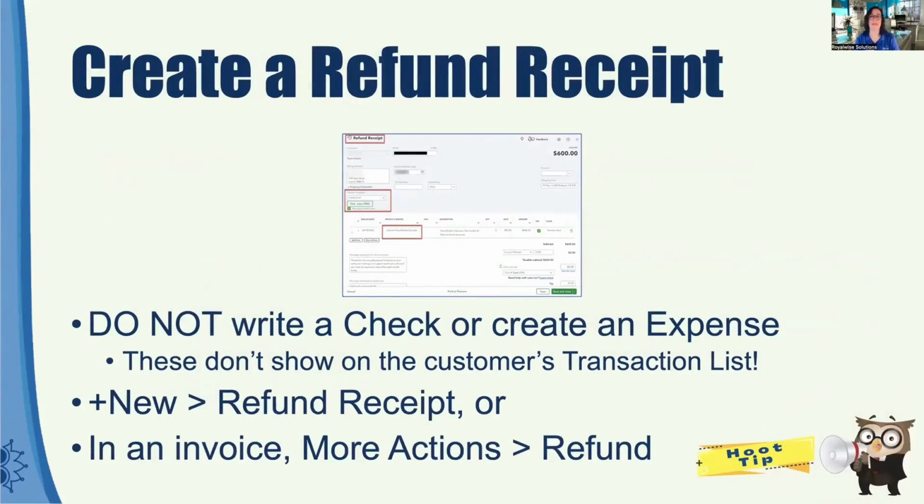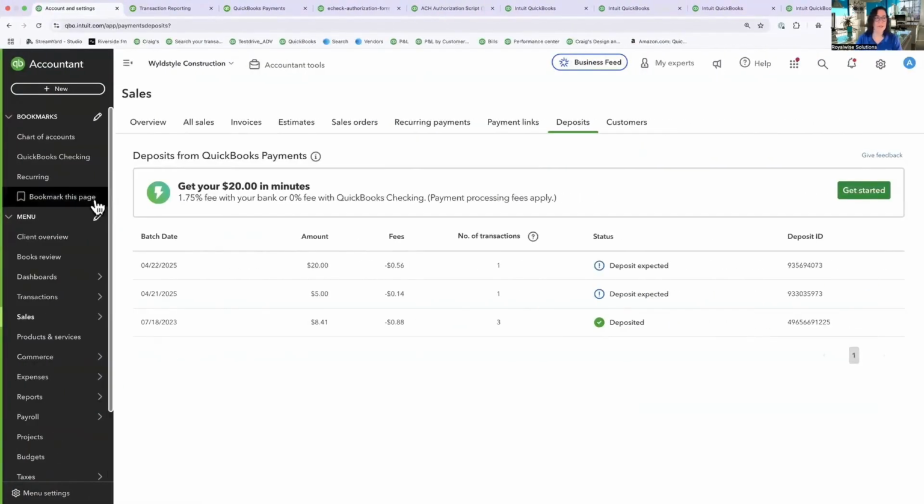Now, the PEBCAC that I see a lot is with refund receipts. People will write a check to refund a customer, and that's okay if it's an ACH refund, because that's the only way that you can give it. But in general, you don't do an expense for a refund. You actually create a refund receipt. And you can do that either by going to plus new, refund receipt, or you can, in an invoice, go to more actions and then do a refund for it. So let's look at both of those.